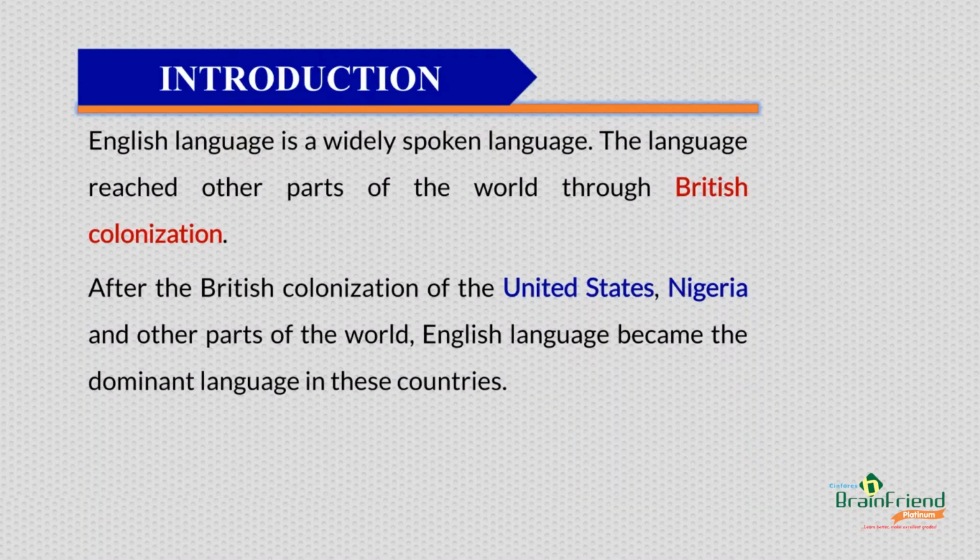English language is a widely spoken language. It is a language spoken in most parts of the world. And how did this language get to these countries? It got there through British colonization. Countries like the United States of America, some parts of Africa, especially Nigeria, were colonized by Britain. Now, English language also has variations. Let's take a look at these variations.